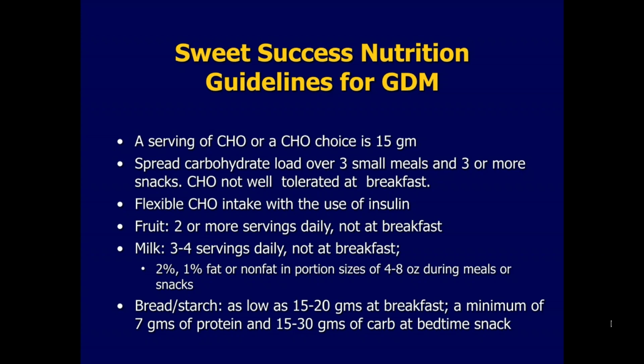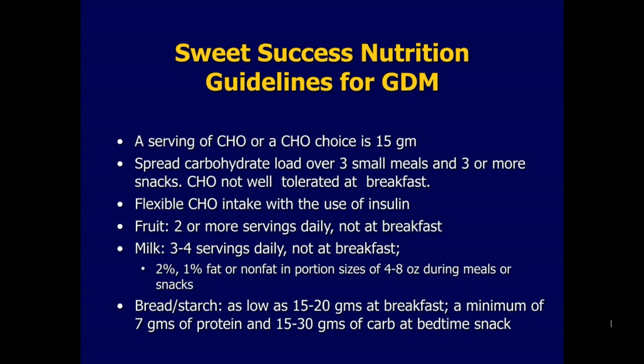Now the bread and the starch, as long as how low can you go is at least 15 to 20 grams at breakfast. And I've had ladies who are so insulin resistant, so resistant to carbs, that they do about 7 grams, 10 grams, they spike. So I've had ladies do as low as 7, but again, there's no hard and fast rule. These are just the guidelines, but you have to look at what is working for your patient. As long as the baby's growth is not compromised and the women are gaining weight, you make the connection. If it looks okay, then it's fine.